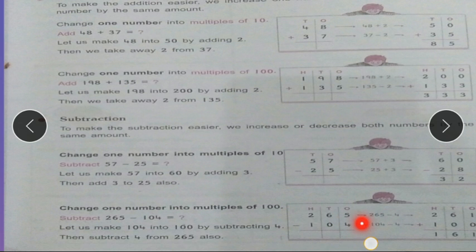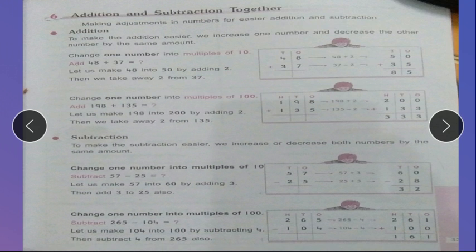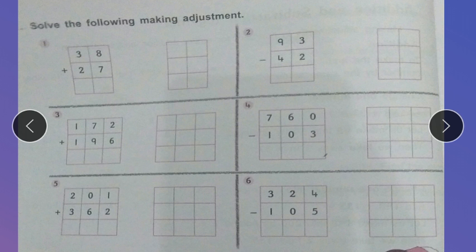3-digit number. So what you have to do here, you have to subtract 4, you will get 100. Same thing you have to do at the top number, that is 265 minus 4, you will get 261, and the result is 161. That is the difference you will get. Okay, so some questions are given in your book page.